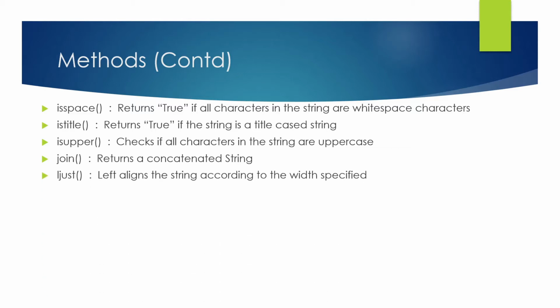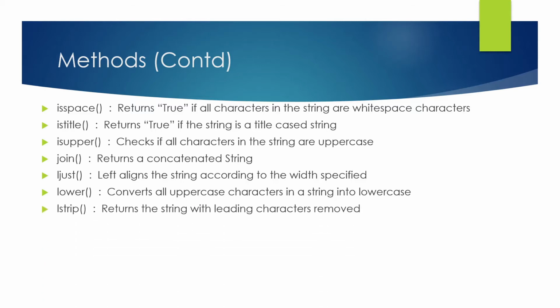Ljust left aligns the string according to the width specified. You have to specify a width and then it will align the value. Lower converts all the uppercase characters in a string into lowercase, which we'll see today. Lstrip returns the string with leading characters removed. So if you use lstrip, people generally say strip, it will return the string with the leading characters removed. So whatever string that you have given, it will just remove the leading characters.